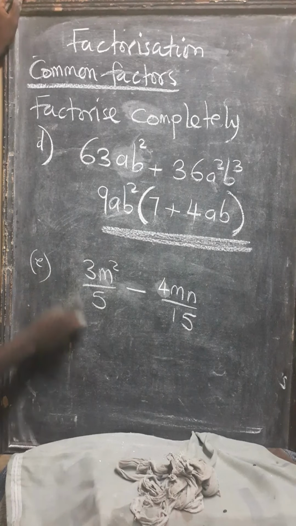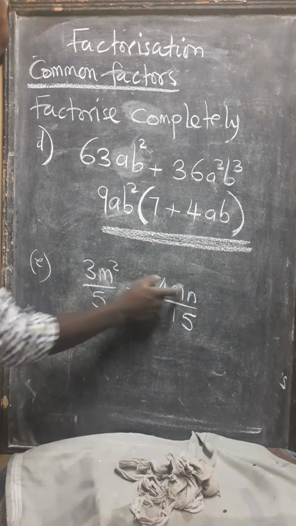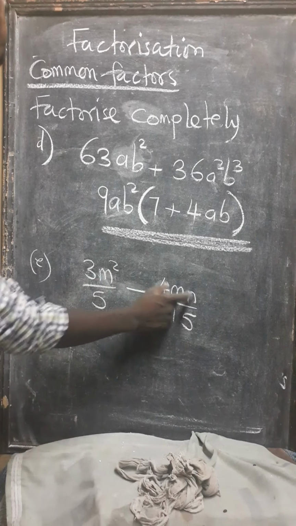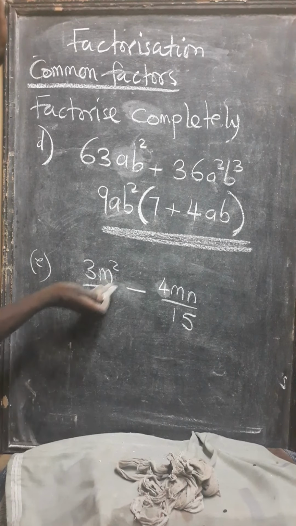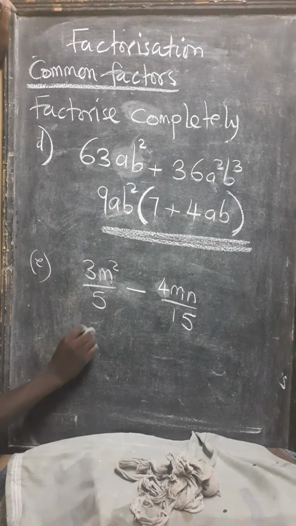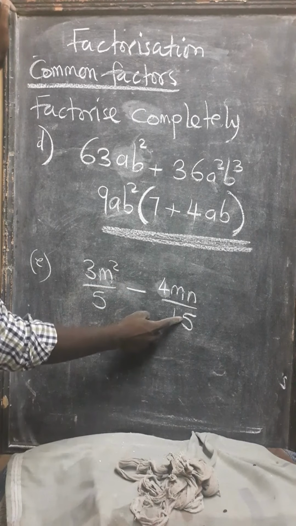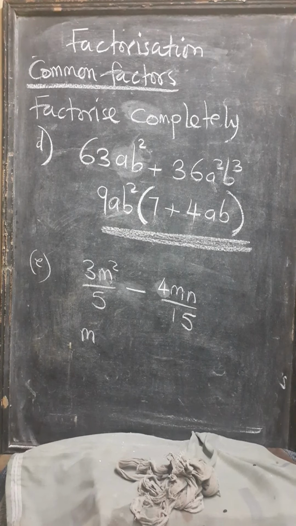So these are fractions here. We have a fraction. So now we look at the numerators. We look at this one and this one. These are numerators. So what is common on the numerators? You're going to discover that what is common here and there is just m. M is what is common on the numerators. Then when you come to 5 and 15, the highest common factor of 5 and 15 is 5.